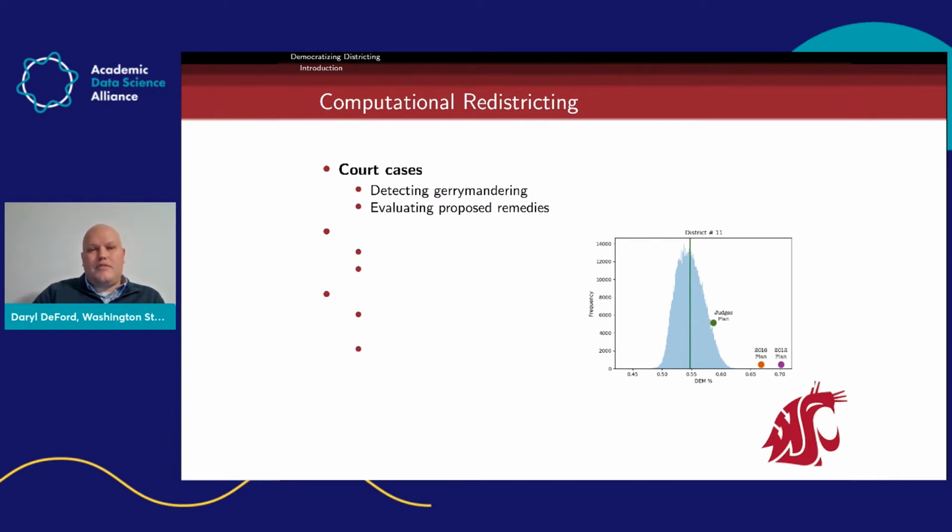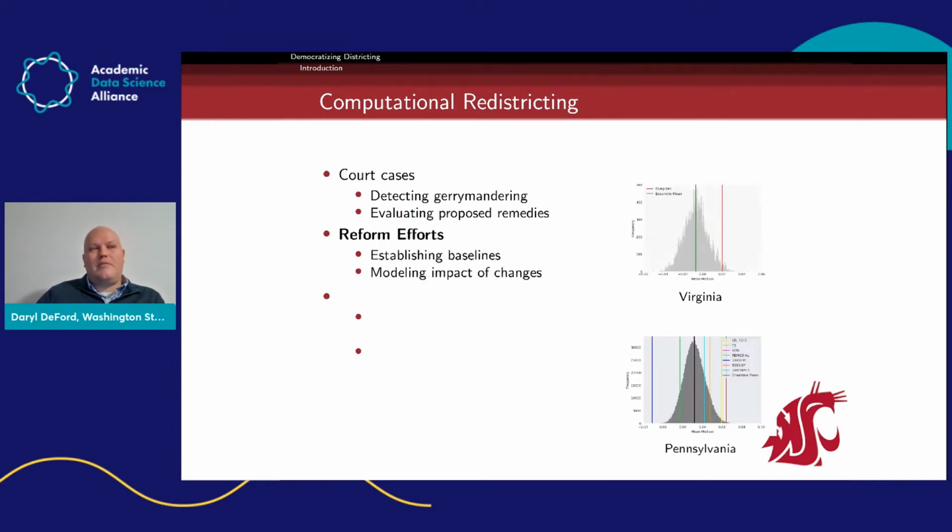And then once those methods came into common use, they got applied to a couple of other problems. So the first one was trying to determine the likely effects of successive reform efforts, trying to understand the baselines of various states' political geographies under different measures that the political scientists had defined and used and liked, as well as to try to understand, if you were going to enact a particular set of reforms, what the likely changes to those metrics were going to be.